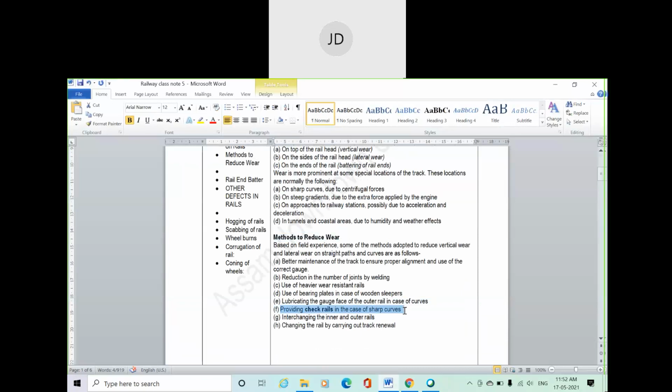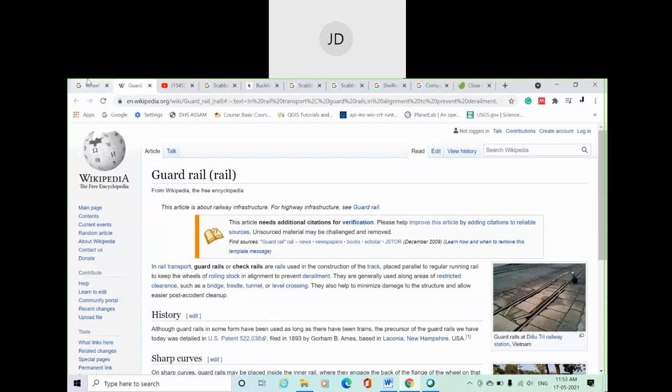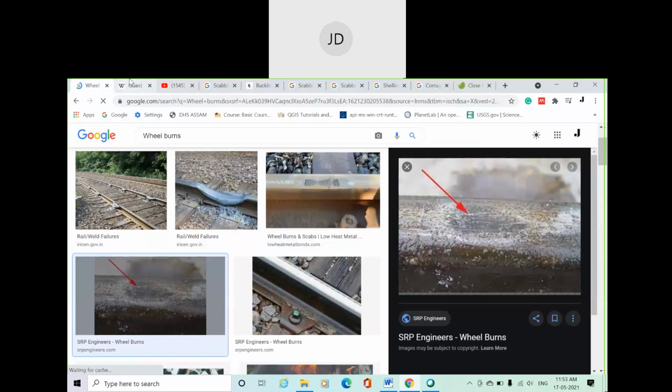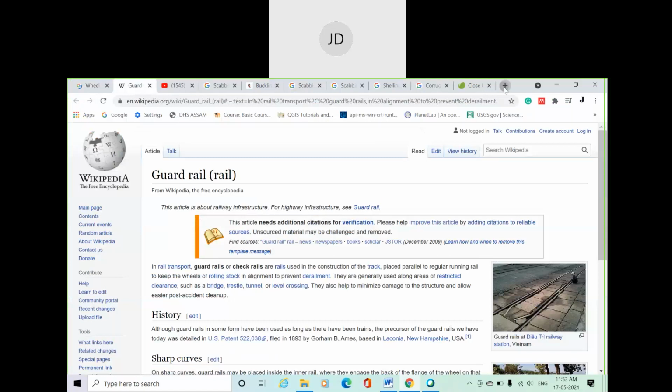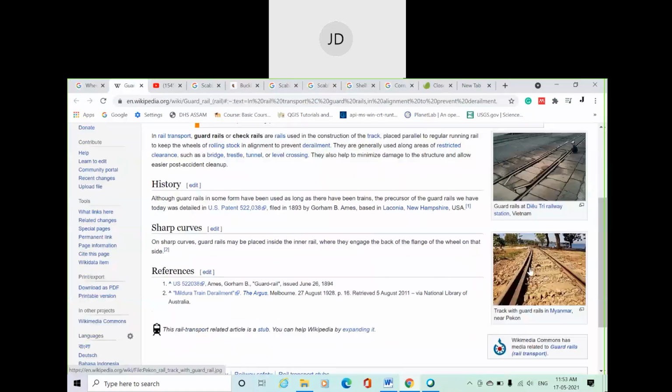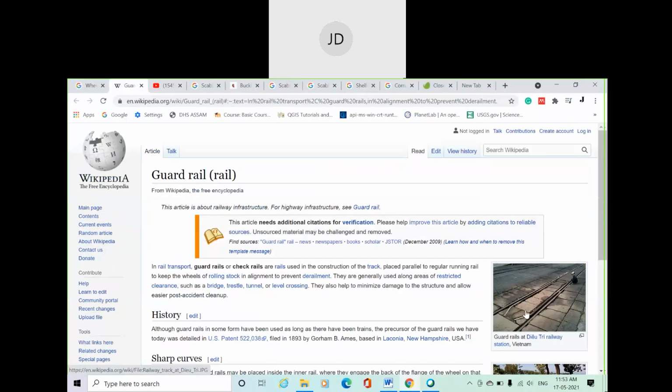So what is check rail mainly? First I'll show you some pictures here. Here you can see check rail. An additional rail is placed inside the railway line. Here you can see the check rail, a V shape inside rail is provided. The train moves along the outer rail. The inner one, you can see this inner one, this is your guard rail, or you can say check rail.